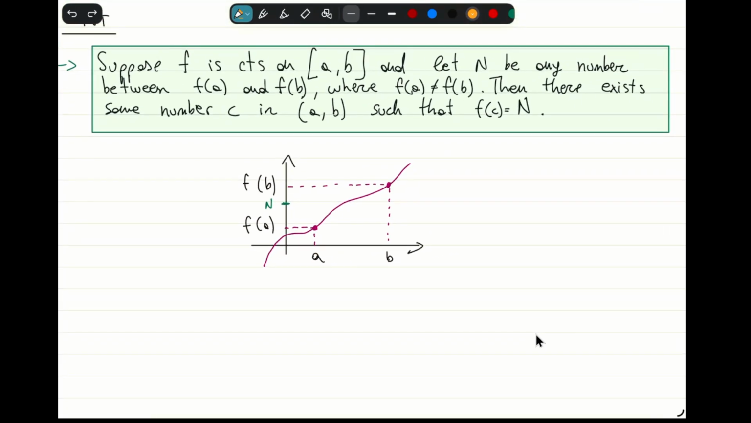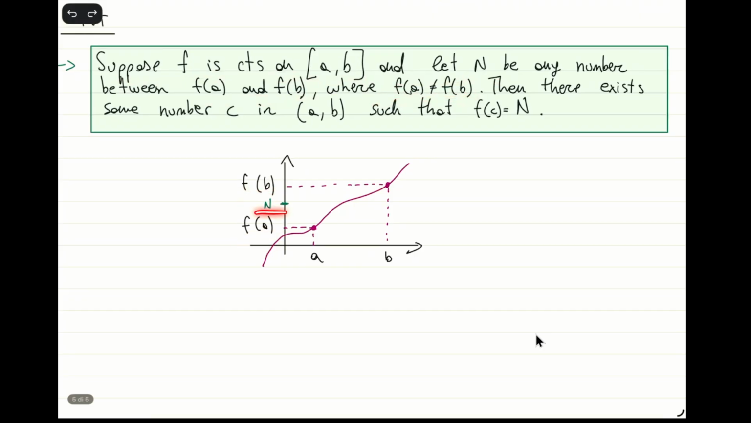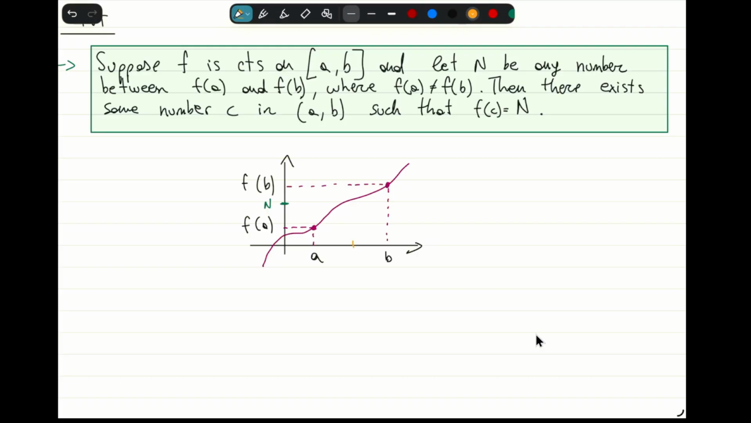So again, suppose f is continuous on [a, b], we see it's continuous, and let n be any number between f of a and f of b, where f of a is different than f of b. F of a, f of b, they're different. Any number n in the middle. Then there exists some number c right here. So let's say we take c to be this. Then there exists some number c in [a, b] such that f of c right here is equal to n.